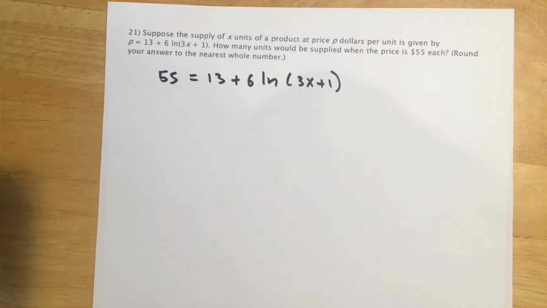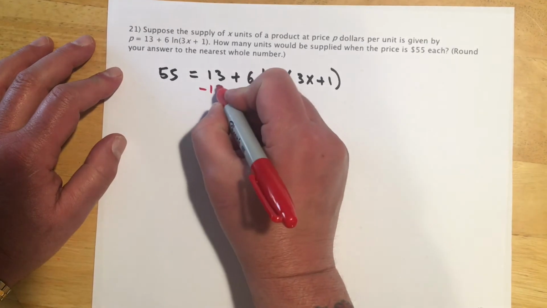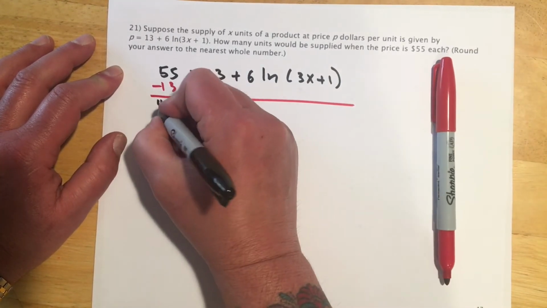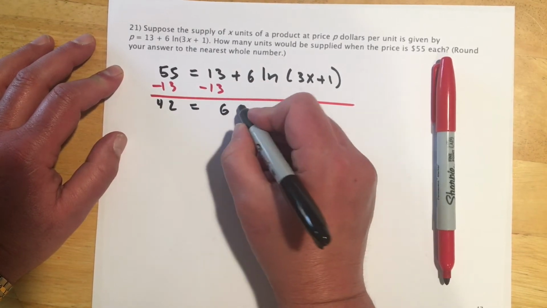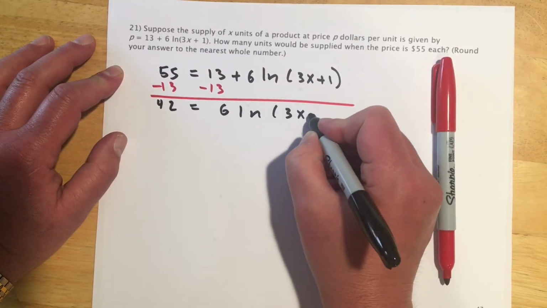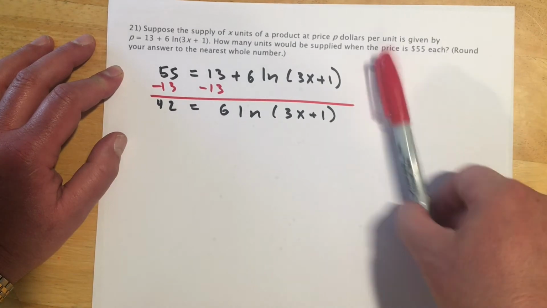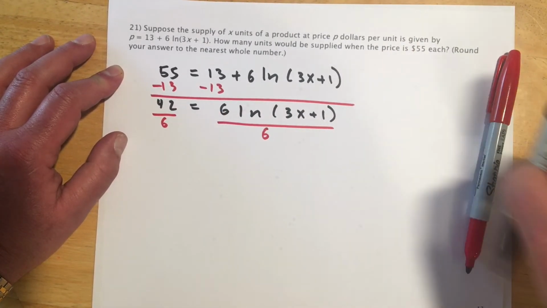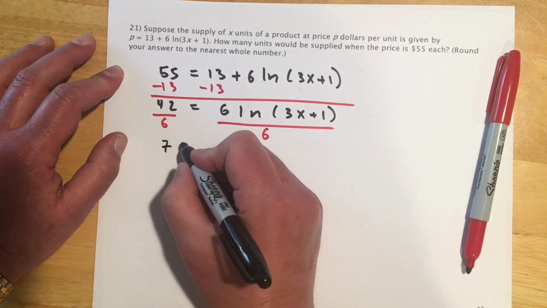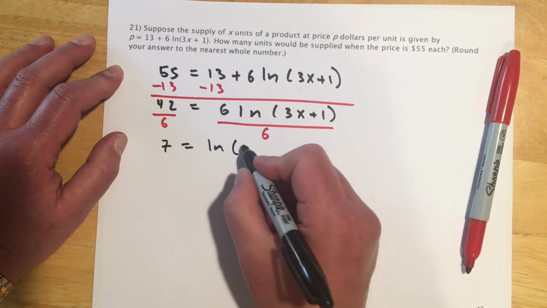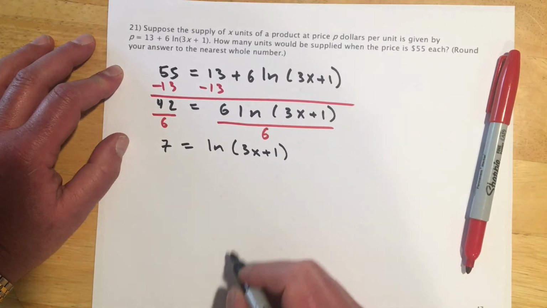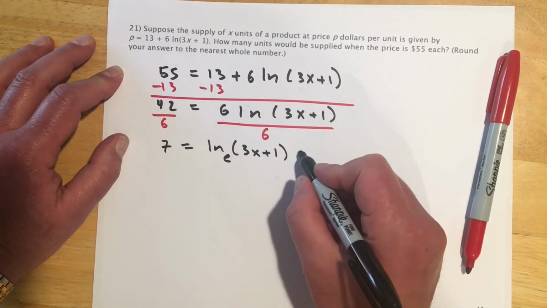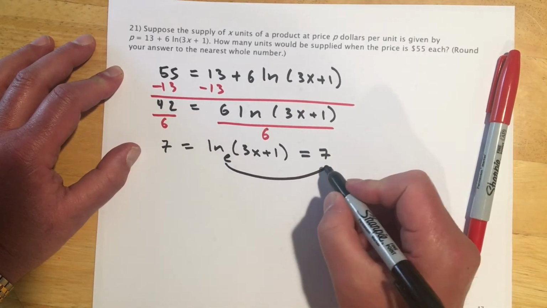And then isolate the log, so we'll take the 13 over. That will be 42 equals 6 ln(3x plus 1). It's not quite isolated yet, so I'll divide by 6. And that gets me 7 equals ln(3x plus 1). So remember, this has that invisible e. And if I put the 7 on this side, it looks a little better, to me at least.